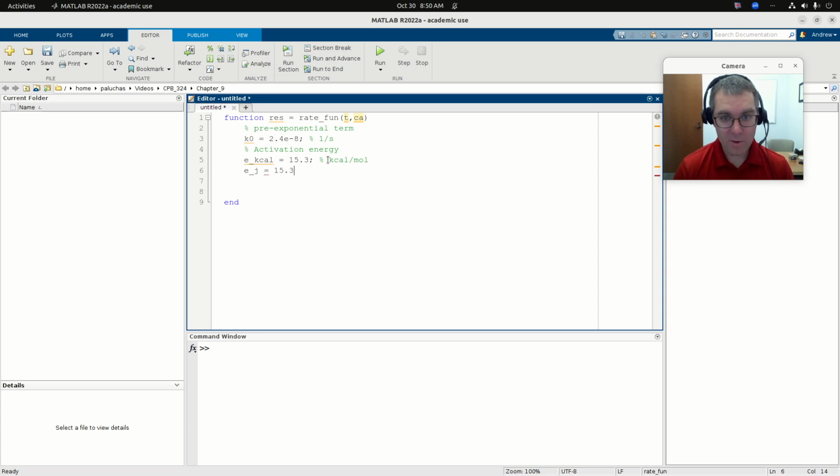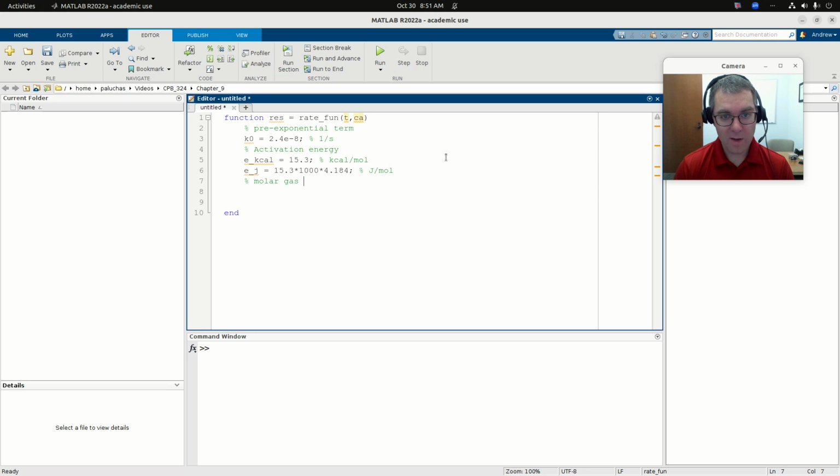So E in joules per mole. I'm going to take my energy in kcals per mole, and first multiply by 1,000. So now this is calories per mole, and then I remember 1 calorie is 4.184 joules. So if 1 calorie is 4.184 joules, then I'm going to multiply by 4.184, because that's joules per calorie. So now this should be in joules per mole. Great.